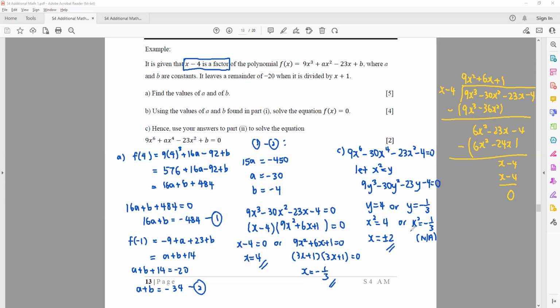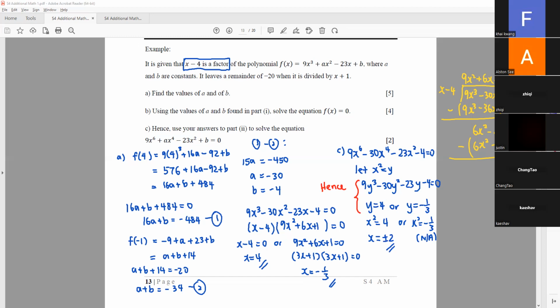With hence, it means you have to use your part B. And where did I use my part B? This is the part where part B is being utilized. Okay, instead of me solving all this, doing long division, I just copy down these two answers. This is the hence part. Okay, any questions so far? So this is using substitution to make it look like the equation that you have solved just now.